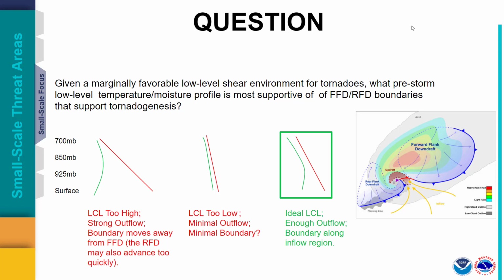There may not even be a forward flank downdraft boundary with a thermal gradient, and the RFD could be weaker. The right example might be more ideal for producing enough forward flank downdraft cooler outflow to support the scenario shown by the supercell model image, and enough of a rear flank downdraft boundary to wrap around and bring the vortex to the surface. You can probably get a sense here as to why tornadoes are so rare. Everything has to come together just right, especially for getting a stronger, longer-lived tornado.